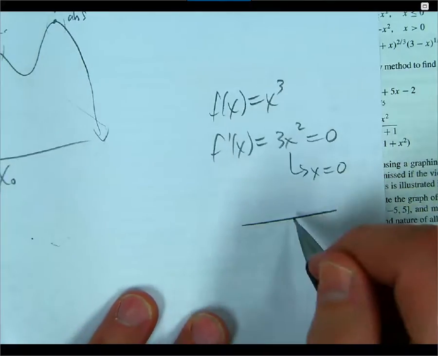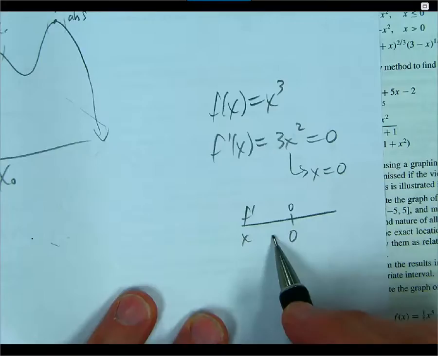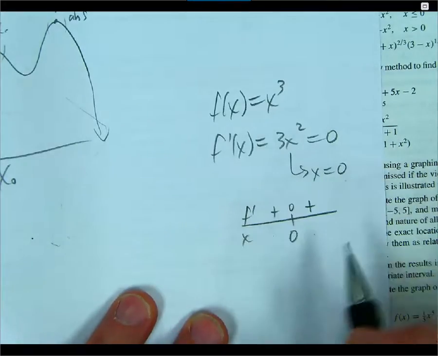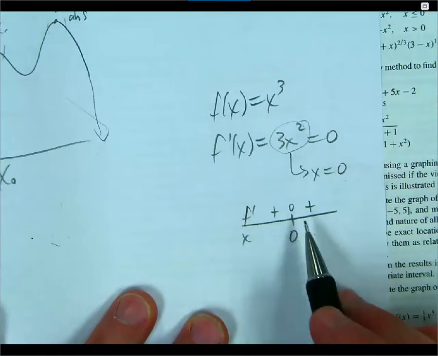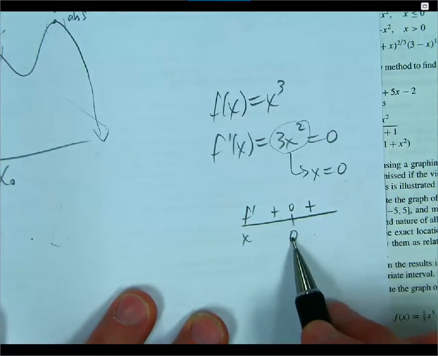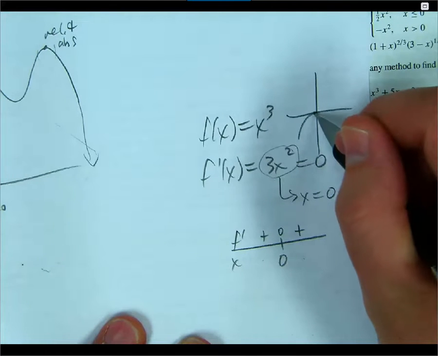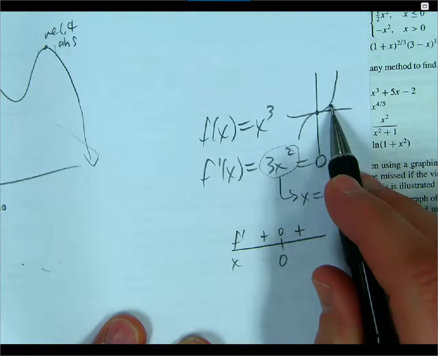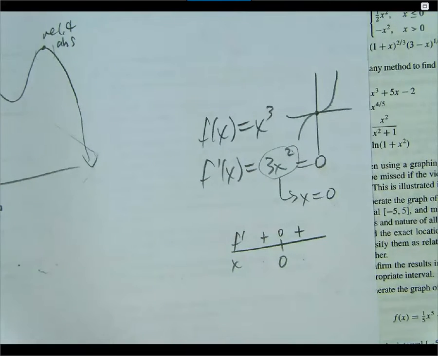But if we do a wiggle graph, we're going to find out if you go left, you're going to get a positive. If you go right, you're going to get a positive. In other words, because we have an even power here in our derivative, whether you plug in a negative or a positive number, left or right of 0, you're going to get a positive. And that matches with the graph as well. There's a slope of 0 right there, but it's increasing here and increasing there. So not a relative max, not a relative min. Okay, so that was a false.